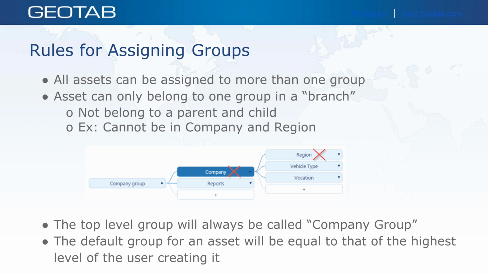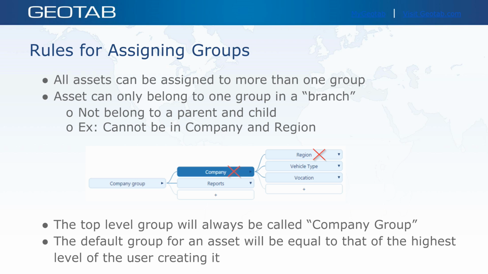So a parent being the company group that we see here with the X, and the region being the child of that. So when we see a tree, we can only be a part of one group within that branch. So we see here we've got company group, below that we've got region, vehicle type, vocation. The asset could belong to region as well as vehicle type because they're on the same level, but they can't belong to anything higher than them.